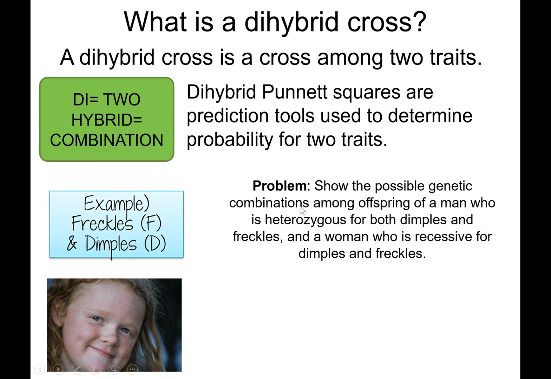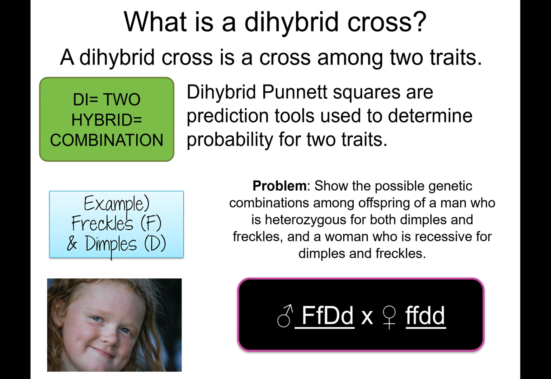Show the possible genetic combinations among offspring of a man who is heterozygous for both dimples and freckles, and a woman who is recessive for dimples and freckles. Heterozygous, homozygous, dominant, recessive, that's all the same. That does not change in terms of what those words mean. The first thing you want to do when you're solving one of these problems is figure out the genotypes. That also hasn't changed.